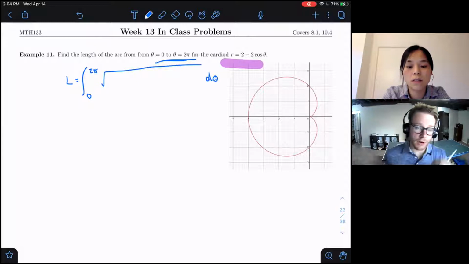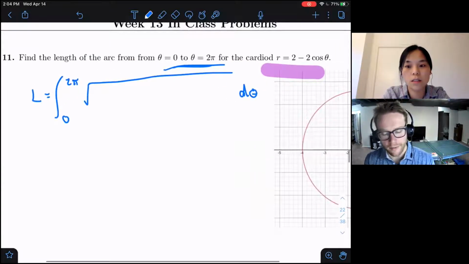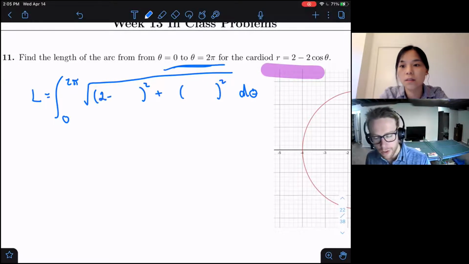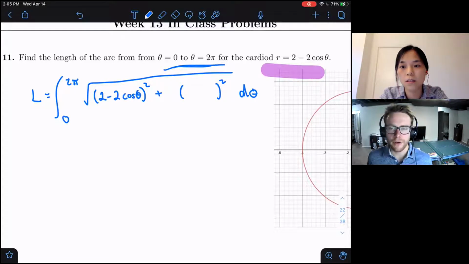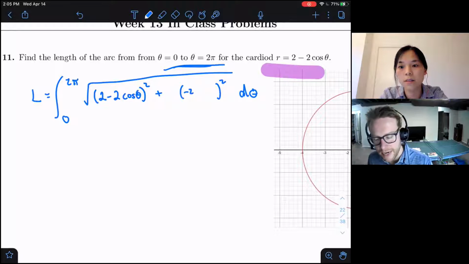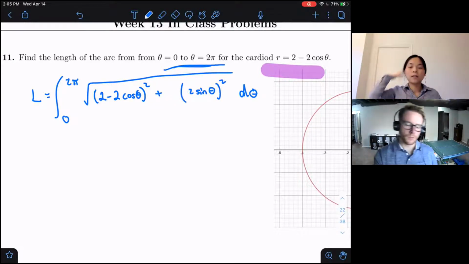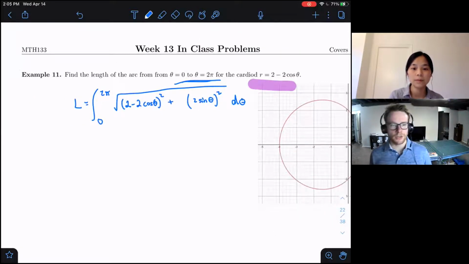And we're going to be taking the square root of a bunch of stuff, right? We need to have our r squared, and we'll need to take the derivative and square it. So our r squared is going to be 2 minus 2 cosine theta, squared. And when we take the derivative of r, we would have -2, and then the derivative of cosine is negative sine. So I'm going to change that to positive there, so +2 sine of theta. Let me simplify that down there. All right, so that right there is our good setup.